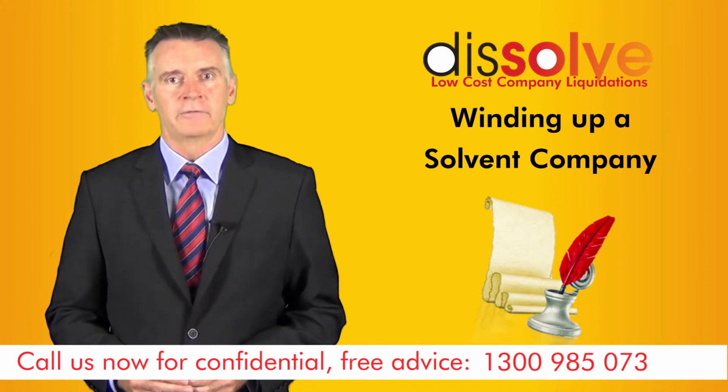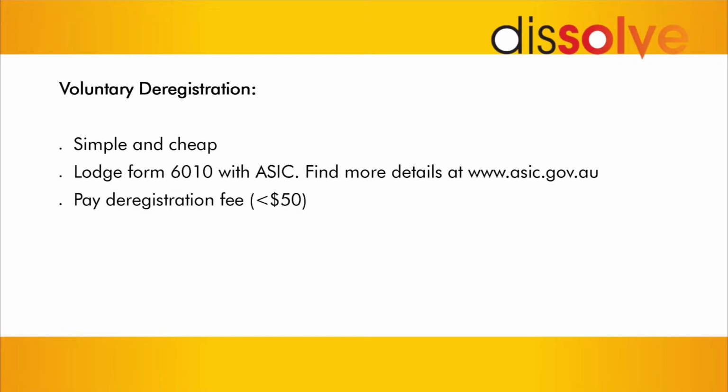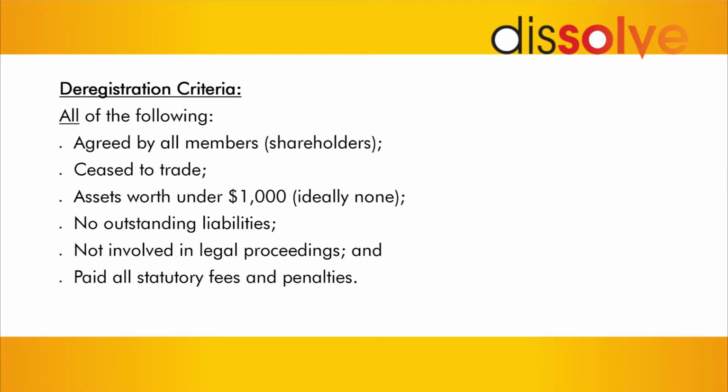So let's have a look at voluntary deregistration first. The first thing to be aware of is that it is simple and cheap. You simply lodge a form 6010 at ASIC and pay a small fee. It's under $50. But to do this, you'll need to be able to certify a number of things.